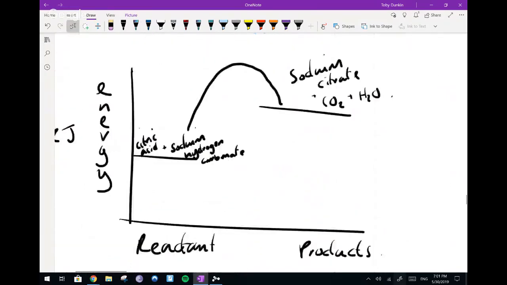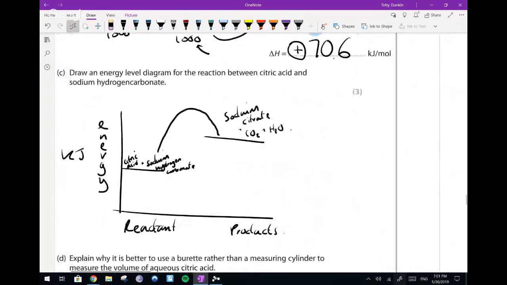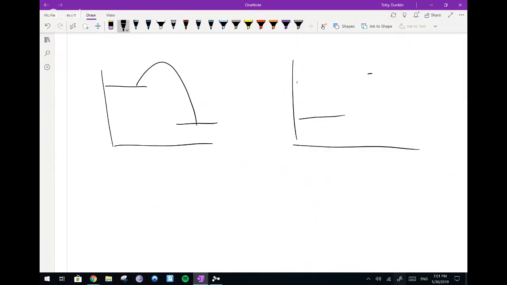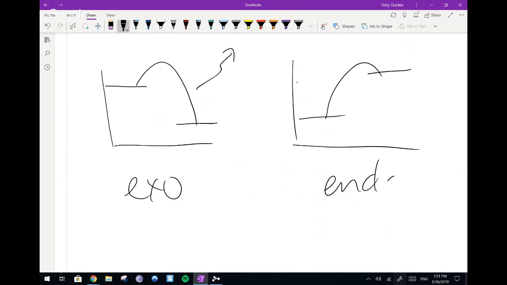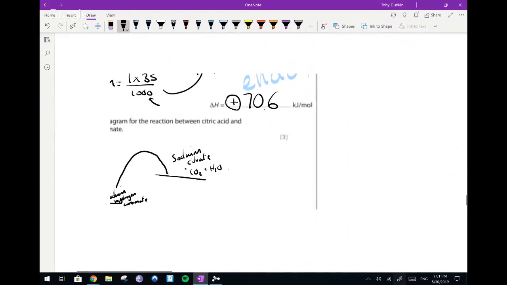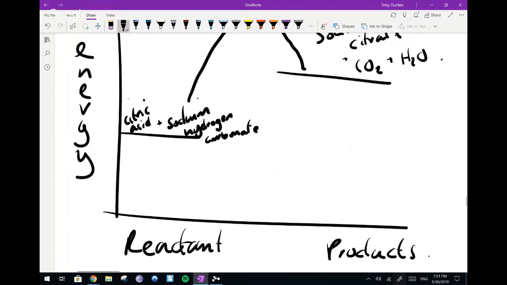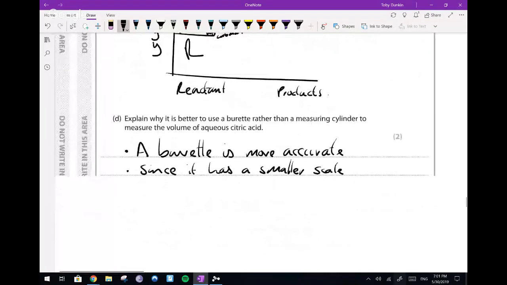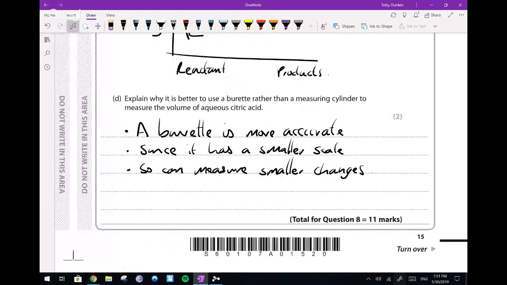So it then says, draw an energy level diagram. Just a reminder that energy level diagrams are lovely and easy. We have exothermic, and then we have endothermic. This one's exo, it loses heat, and this one is endo, it has gained heat. Well, this has gained 70.6 kilojoules of energy. So, draw the graph. Draw your 2 axes, energy, reactants, products, and it must go up. Join them with the arrow. Reactants over here, products over here. Nice and easy.